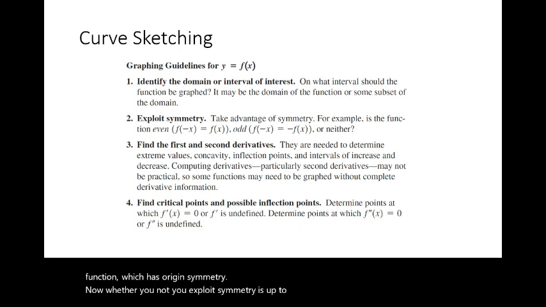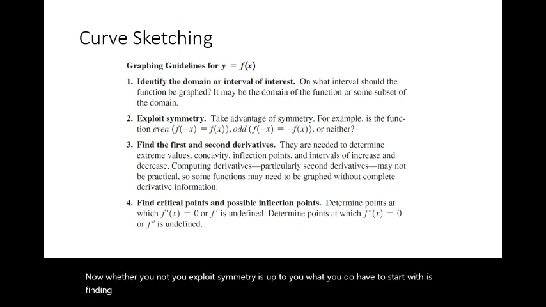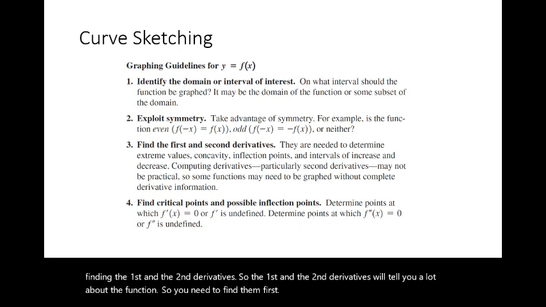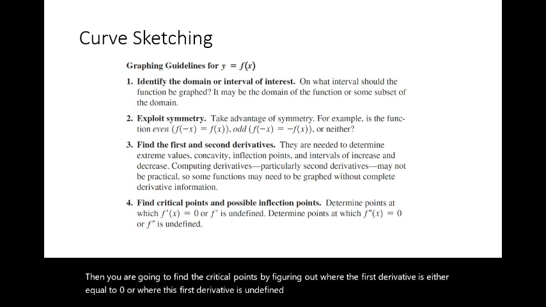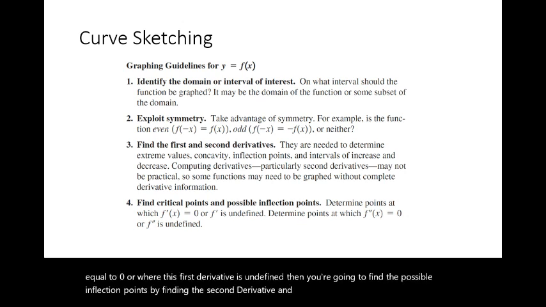What you do have to start with is finding the first and the second derivatives. The first and the second derivatives will tell you a lot about the function, so you need to find them first. Then you're going to find the critical points by figuring out where the first derivative is either equal to 0 or undefined. Then you're going to find the possible inflection points by setting the second derivative equal to 0, or figuring out where the second derivative is undefined.